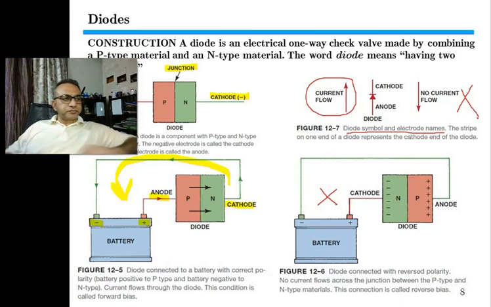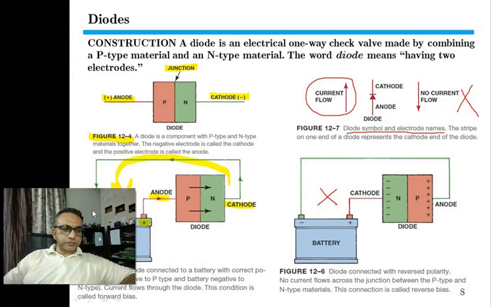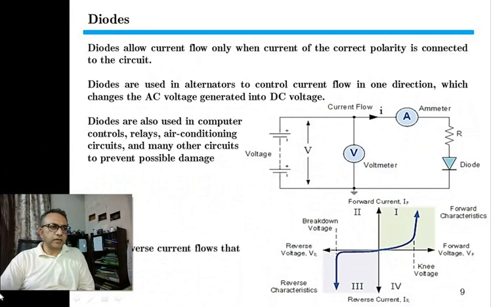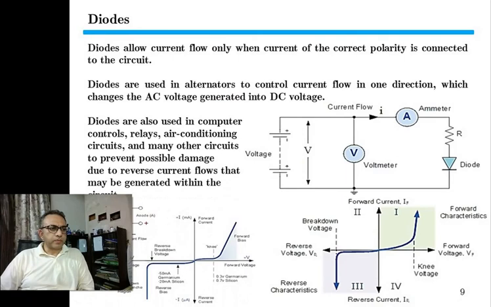Right. Now we come to the next slide. In the next slide, we will discuss the properties of a diode. To learn the properties of a diode, we will perform a very simple experiment. This experiment consists of a voltage source, as shown over here. We will connect an ammeter, a resistance R, and the diode.